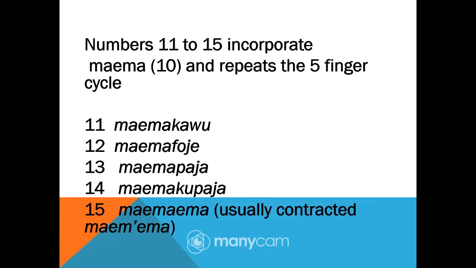Numbers 11 to 15 incorporate mayama, which is 10, and repeats of the 5-finger cycle. 11, 12, 13, 14, 15. Mayama kawu, mayama foye, mayama paya, mayama kupaya, mayama yama. Number 15 is usually contracted to mayem yama.